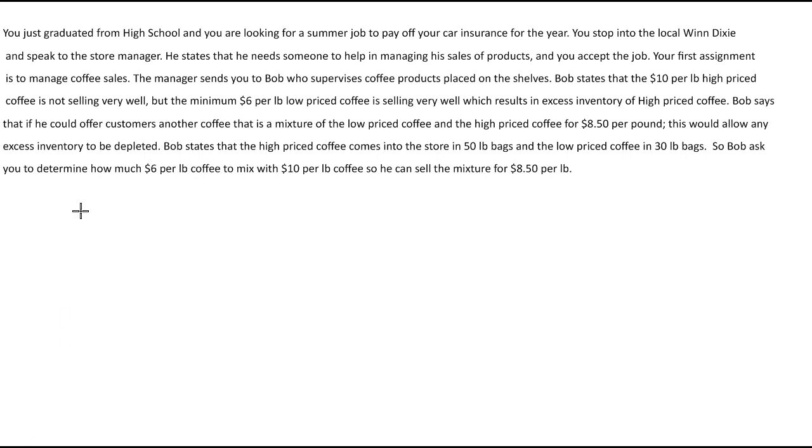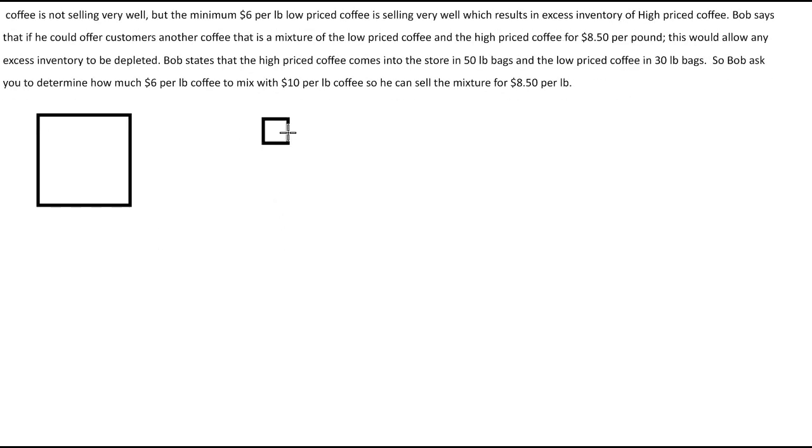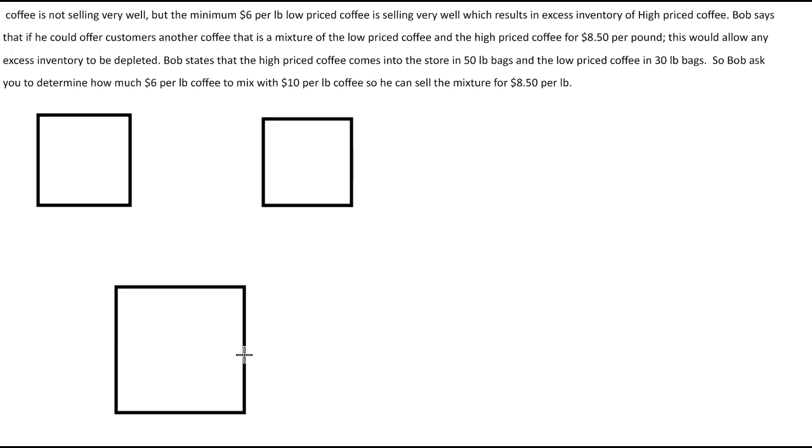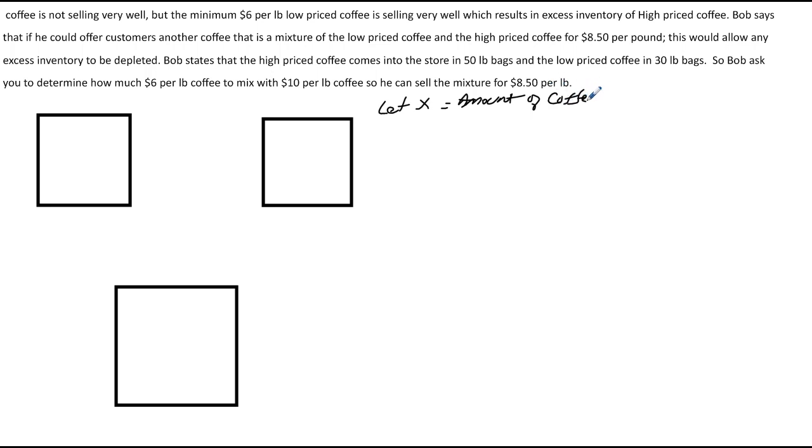Okay, so let's draw three boxes here. Let's draw a box here, and move some space here, and a box here, and a box here. Let's let x equal the amount of coffee added. Now, how much are we going to add? Well, that's the problem we want to know. So we don't know what that is, so let that be unknown, and that's what x means, unknown.